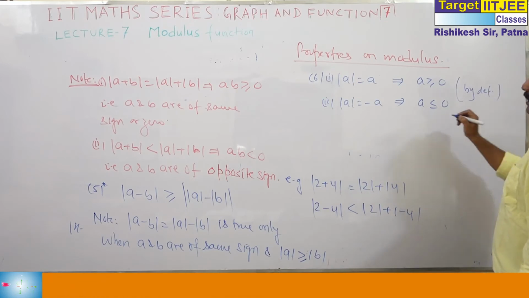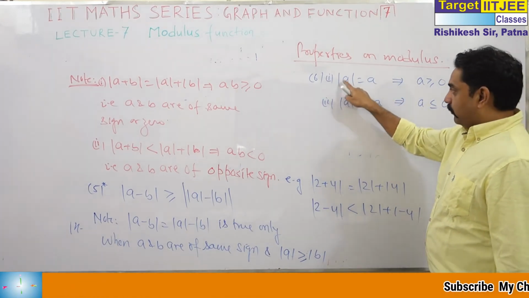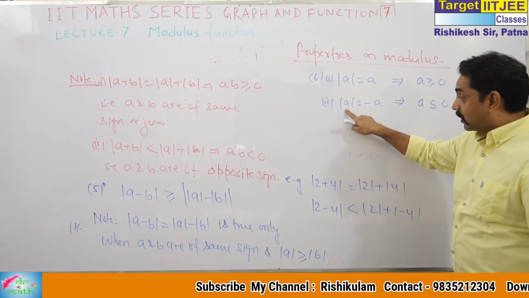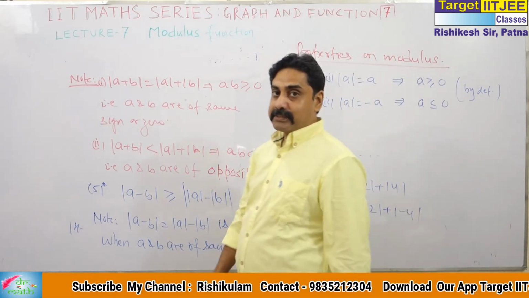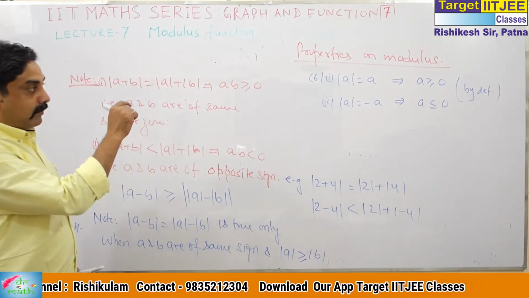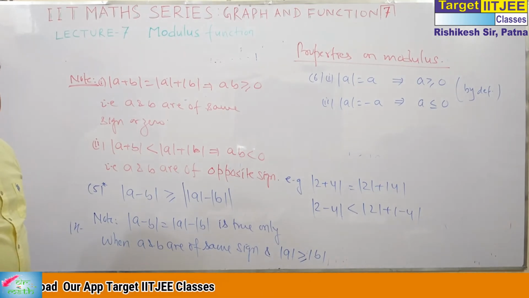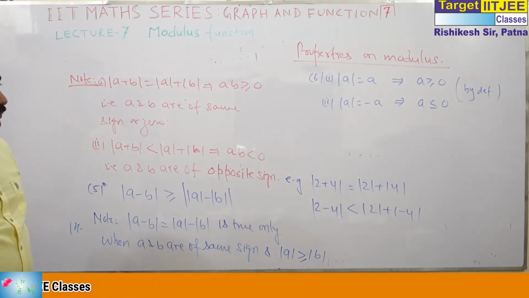Go for the definition. For a modulus, if we remove the modulus and get the same quantity, we say positive. If we remove the modulus and we have to put a negative sign, it means what? It means A is less than or equal to 0.